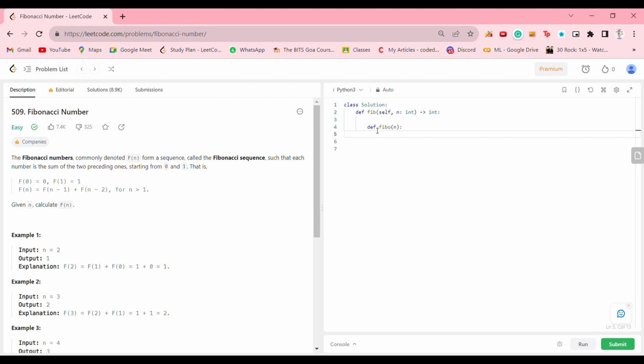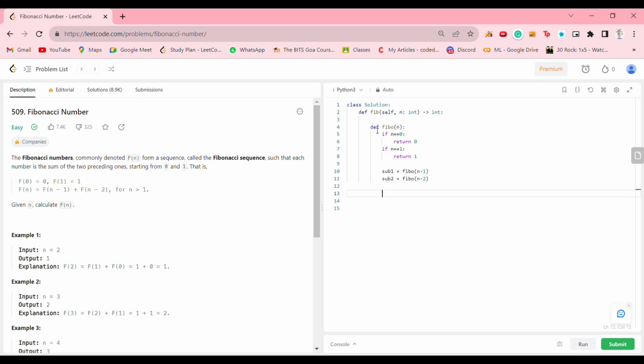Then the first thing we need to check is whether n is a base case or not. So if n is 0, then we just return 0, and if n is 1, then we just return 1. After this, we move into the actual recursive portion of the algorithm. So if it's not a base case, then what we need to do is first break the problem into its sub problems. The first sub problem is finding the n minus 1th Fibonacci number, and the second sub problem is finding the n minus 2th Fibonacci number.